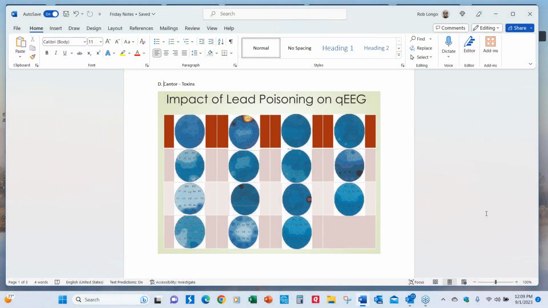This came from Dave Cantor's presentation on toxins, and you can see here in this particular slide, this is the impact of lead poisoning on a QEEG. Look at this QEEG and some of the spots that are super high or super low. So that's just looking at lead poisoning.